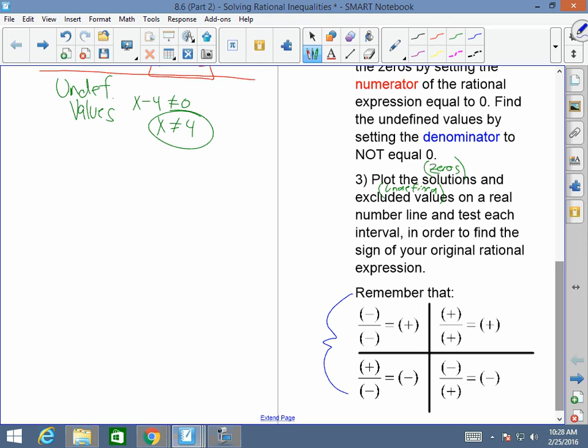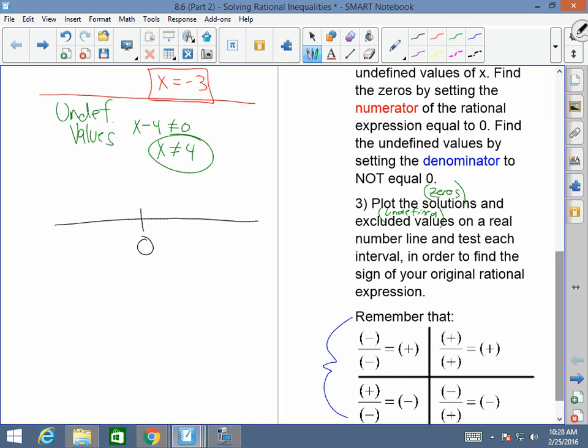Now, we have our number line. I'll make a little number line. Always put your 0. Okay? Because 0 is important. That way you have a reference point. What are the zeros here of this inequality? Negative 3. So go to negative 3. And what's my undefined value? Okay, so 1, 2, 3, and here's 4. Okay. Go ahead and draw exactly what I did there because I'm going to show you what these test intervals mean, how to find it.